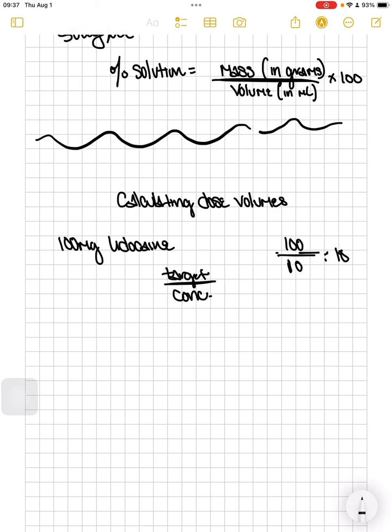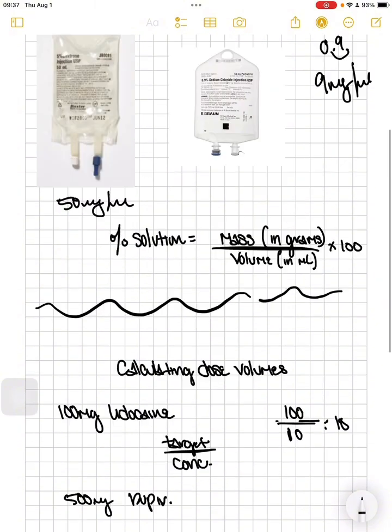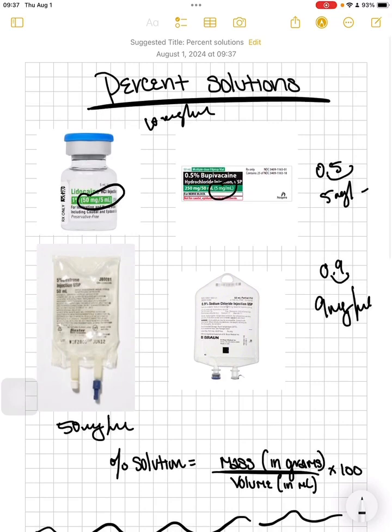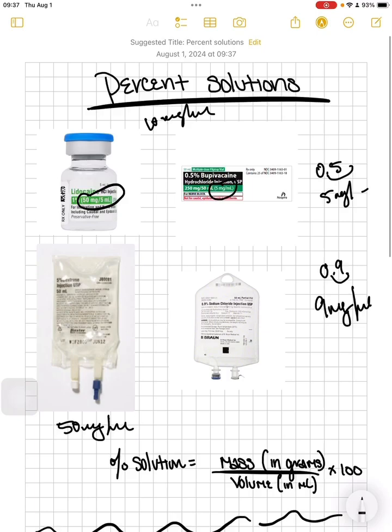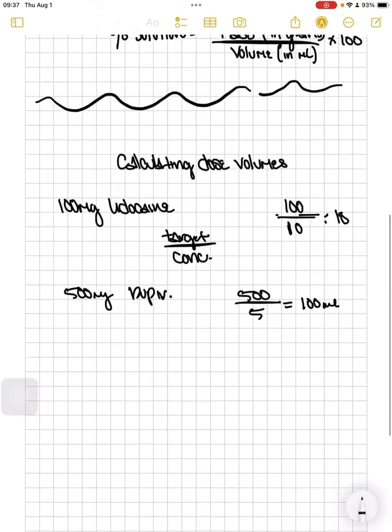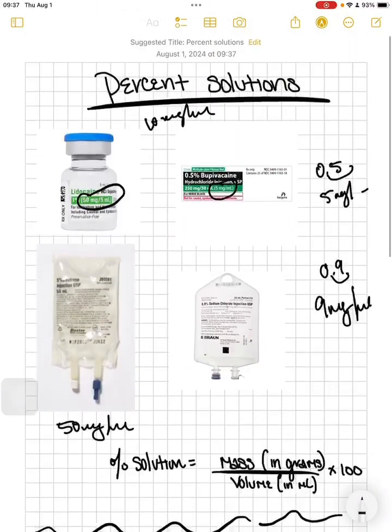If you have bupivacaine and you're trying to make 500 mgs of bupivacaine, these vials are 5 mgs per mil. So your target is 500, your concentration is 5 mgs per mil, and you're dividing 500 by 5. That's 100 mils of these vials, because these vials are 5 mg per mil.